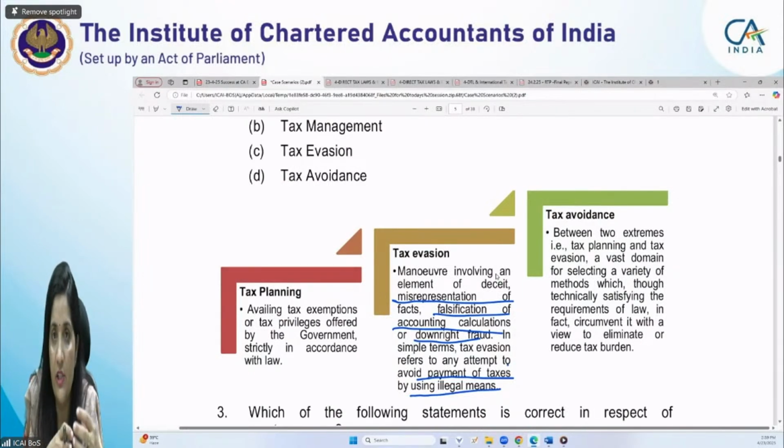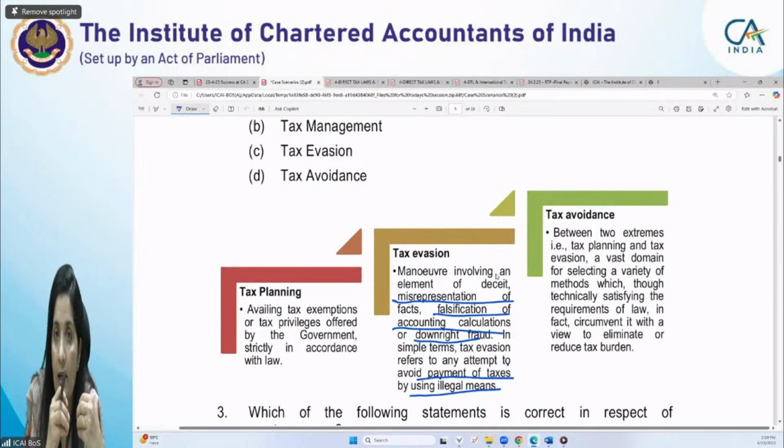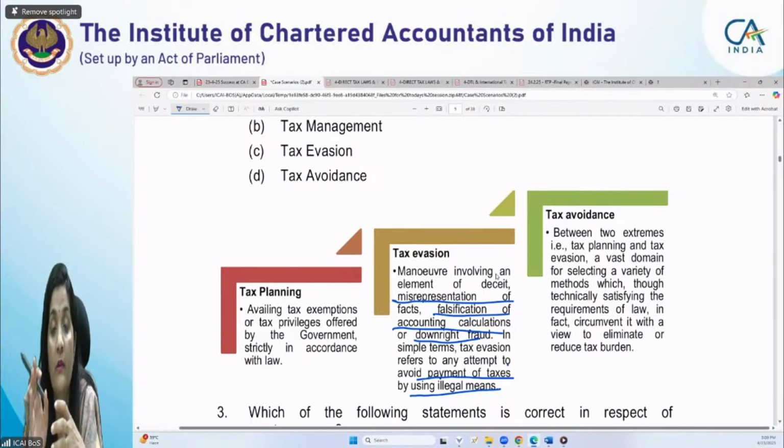If it had to be shown as furniture, if it is shown as installed at a residence, then it would be classified as furniture. Here instead of 10%, the company is claiming a higher rate of 15%. So they are doing a misrepresentation. It would fall within the purview of tax evasion.